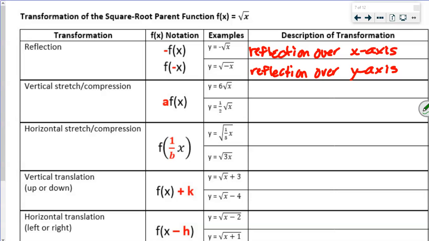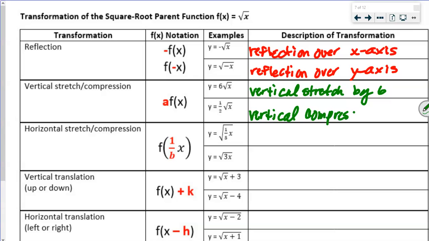Then we're talking about a again. So out front of the radical, this is going to be a vertical stretch. This one is, because it's greater than 1. So this is a vertical stretch by 6. The next one is going to be a vertical compression by 1/2. Now remember, this next one is opposite of what we would think.